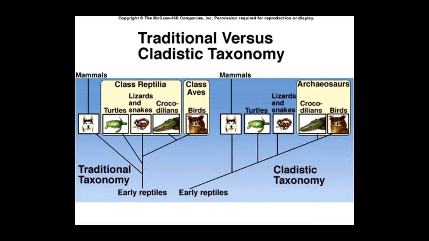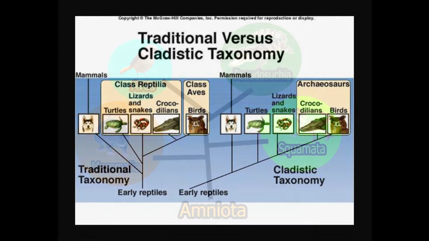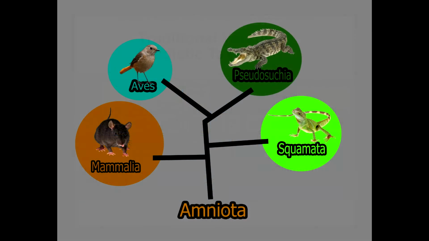While cladistics is the most popular in the scientific community today, traditional taxonomy is usually more intuitive for lay people and tends to be easier to communicate. To understand the difference, let's look at the aforementioned example.